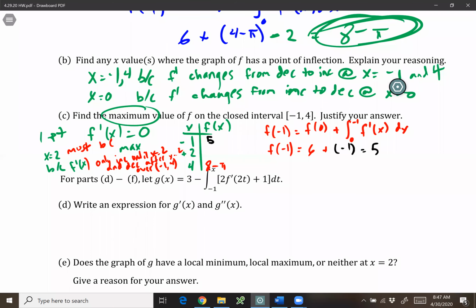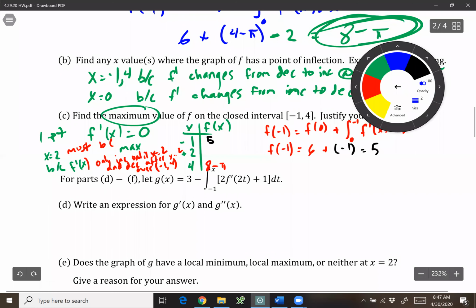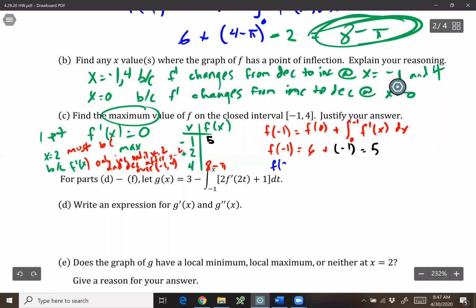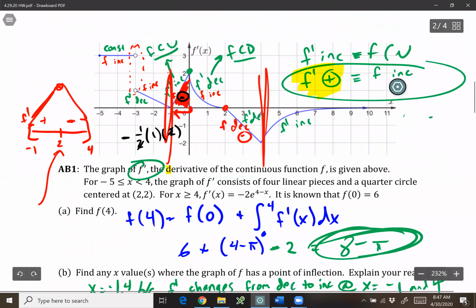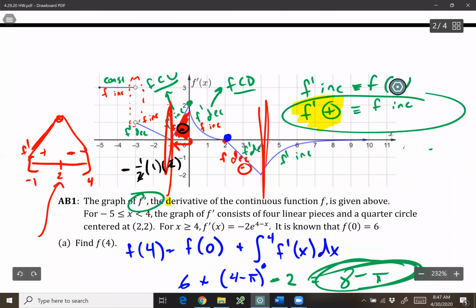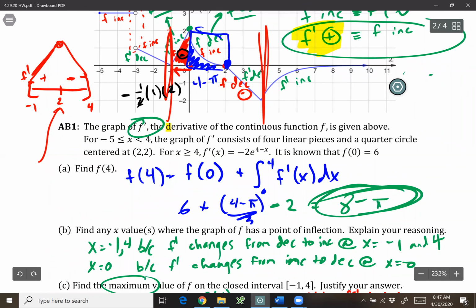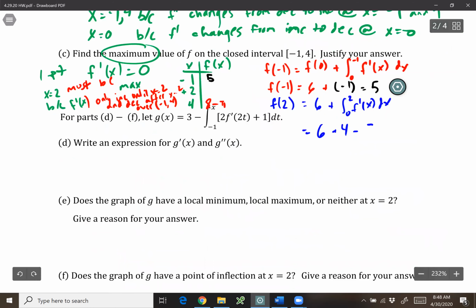All right, now 2. We're going to do 2. So f of 2 equals, again, f of 0 was 6, plus the integral from 0 to 2 of f prime of x dx. So we're going to have 6 plus the integral from 0 to 2, which is just this part, right? That's where we had done that square. And if you remember when we did the square, we got this area was the 4 minus pi part, right? That was this part from part A. So 6 plus 4 minus pi, so we're going to get 10 minus pi.